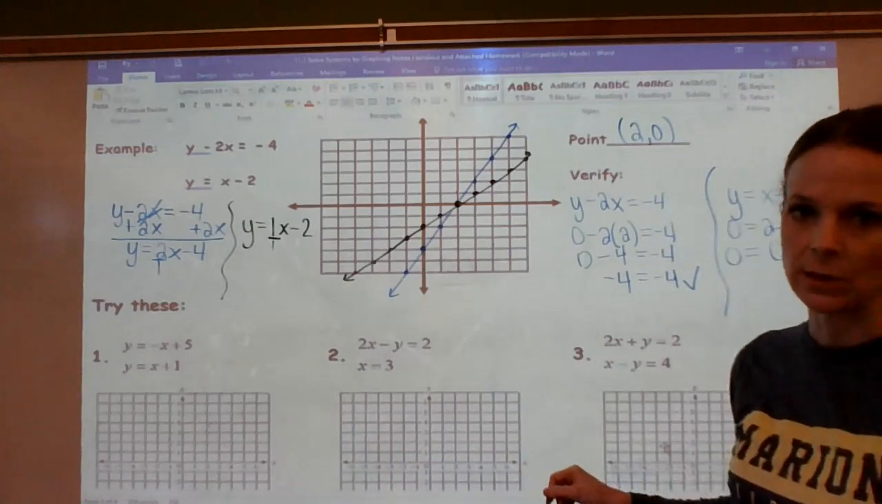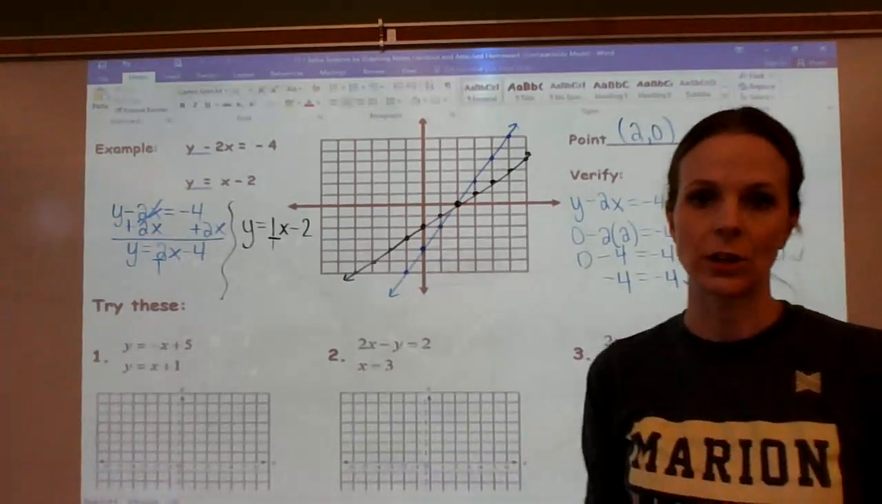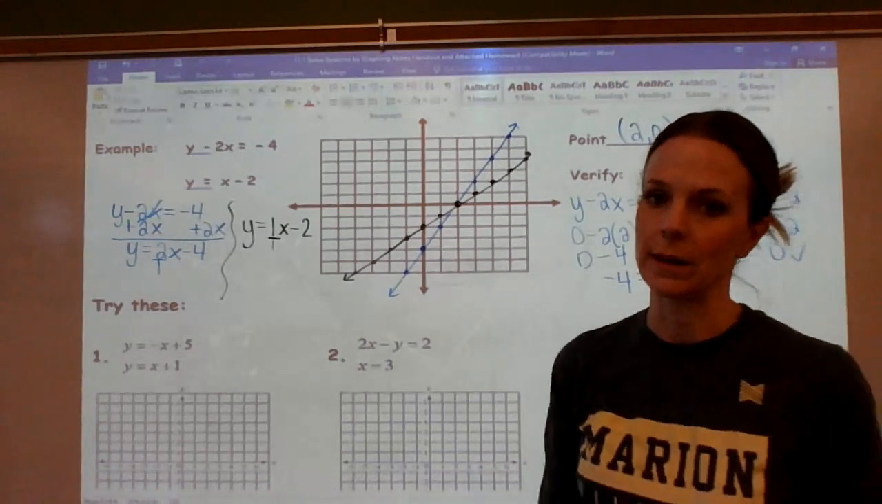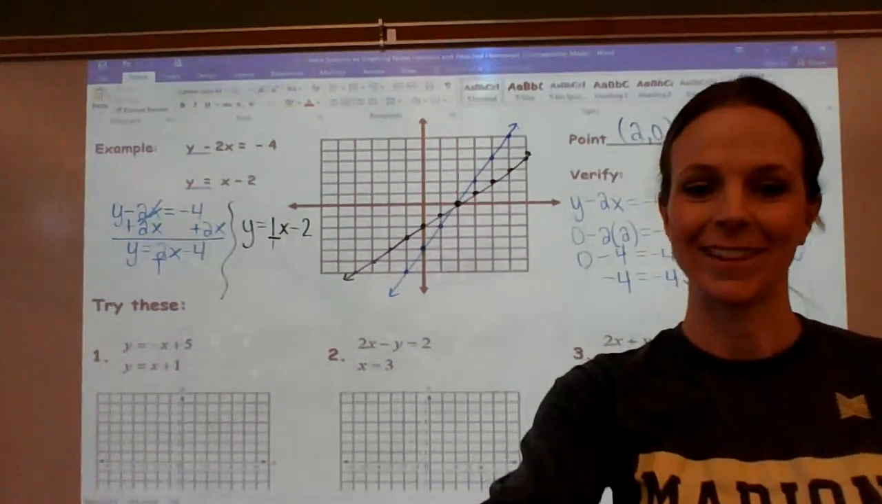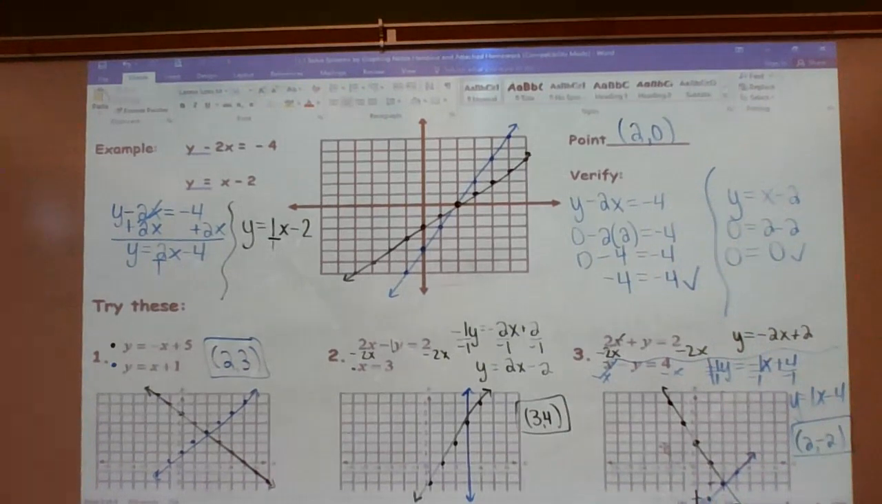Okay, so you can try these 3 on your own if you'd like, and you can check to see if you get the solution correct. So you can pause the video and then come back. If you're like, I got this, then you're going to go to your homework assignment and get started. All right, good luck. Here's the solutions to the 3 practice problems.